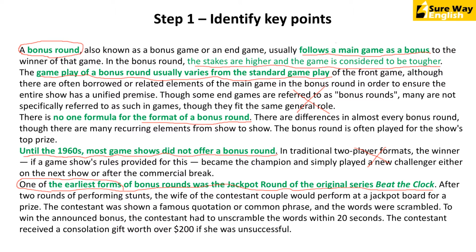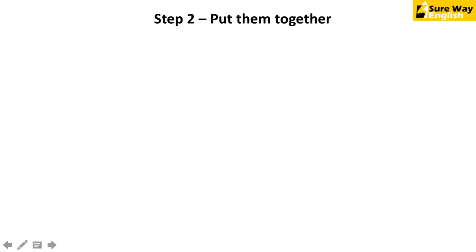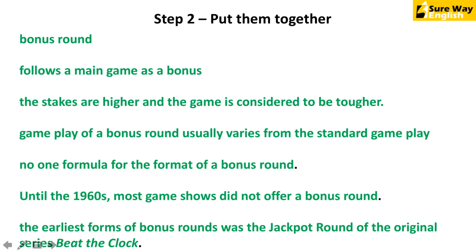So a bonus round, game as a bonus, then stakes. It can vary from the standard gameplay. There's no formula for the format. Until 1960s, most game shows did not offer a bonus round, and then an example of an earliest form of the bonus round. Then what you do in step 2, you take all those key points and you just write them on the screen as it is. So bonus round follows a main game as a bonus. So what we have done, we've just taken them and we've written them as it is.